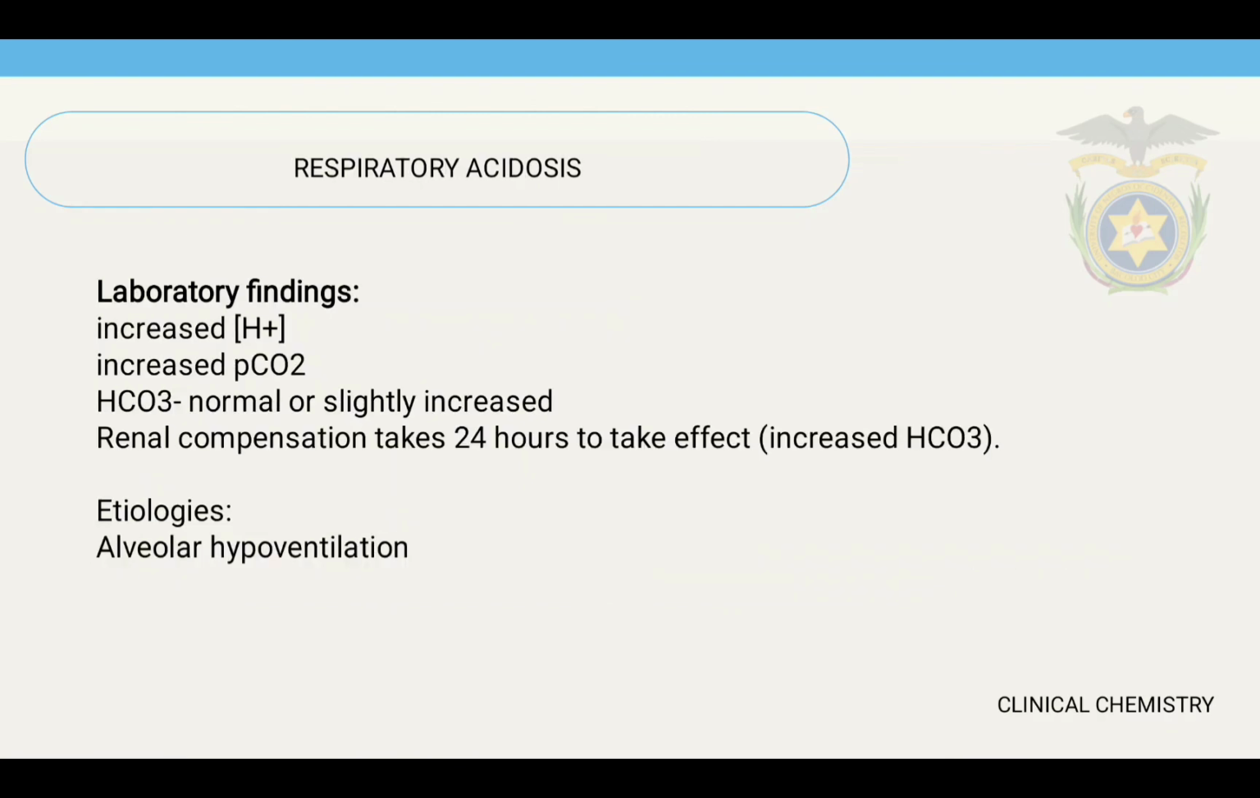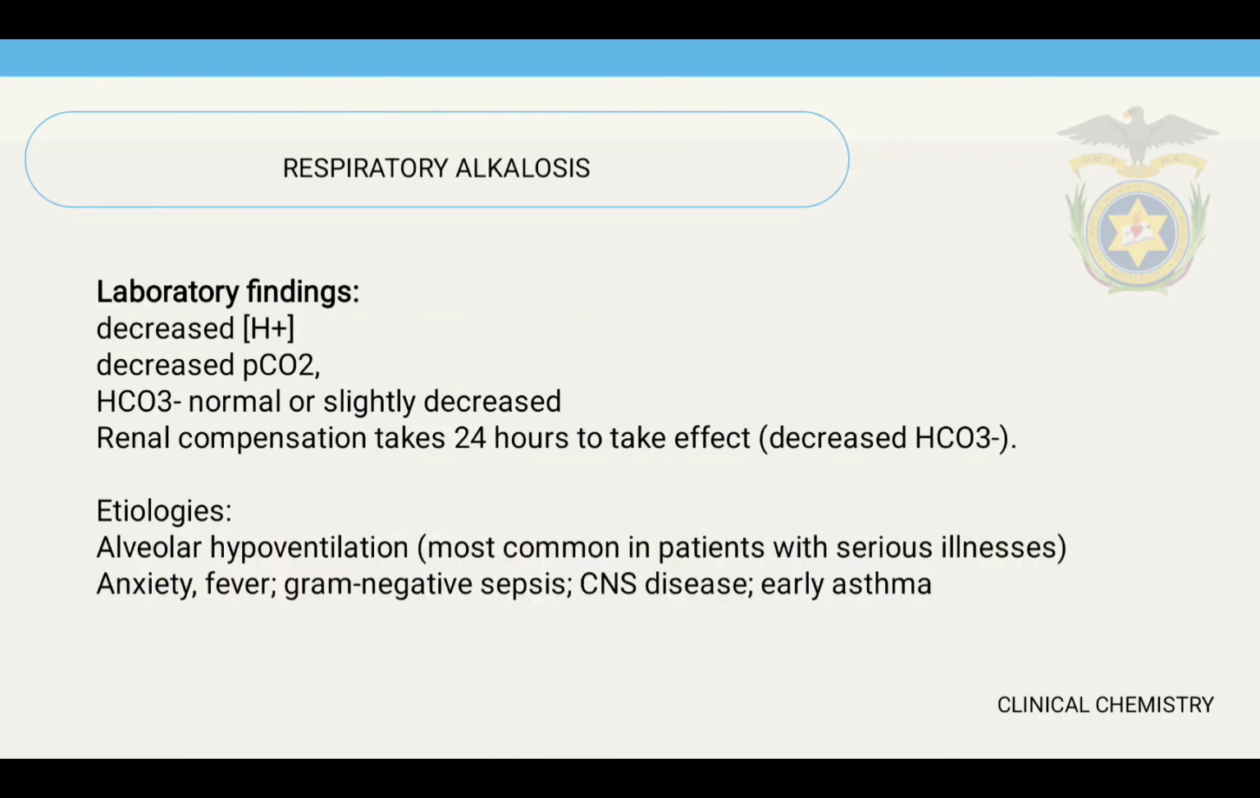In cases of respiratory acidosis, the following are your laboratory findings. There would be an increase in your hydrogen, an increase in your PCO2. Bicarbonate can be normal or slightly increased. Renal compensation takes around 24 hours to take effect, which increases your bicarbonate. And the possible etiology for respiratory acidosis could be alveolar hypoventilation.